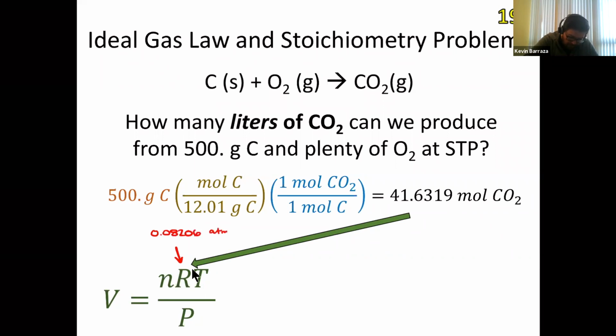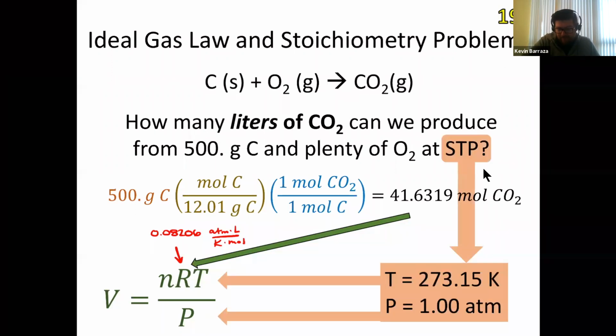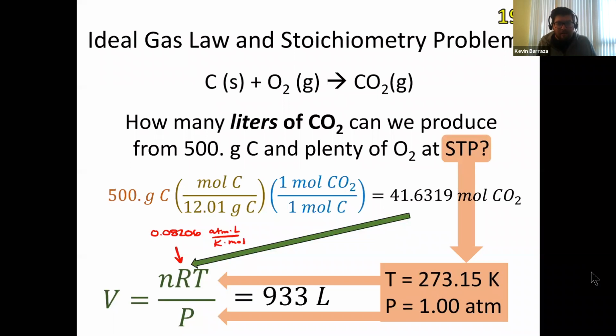0.08206 atmosphere liter per Kelvin mole. The T is the same T as STP, and the P is also the P in STP. So that's 273.15 Kelvin and 1 atmosphere. We're going to plug that into our calculator to get that we will make, under these conditions, 933 liters.